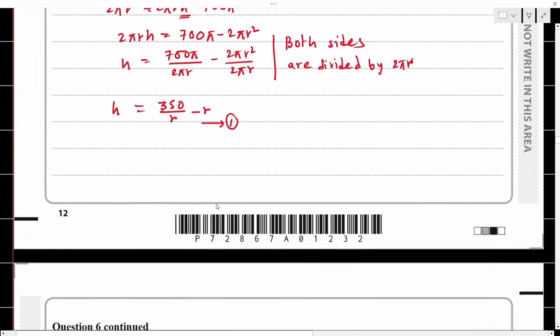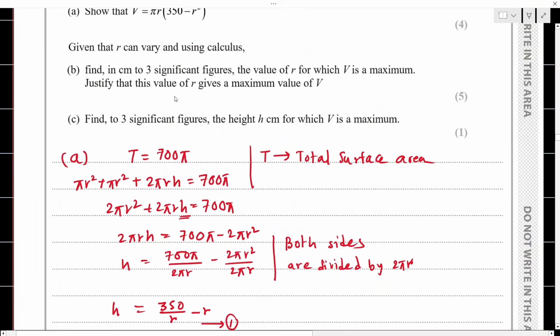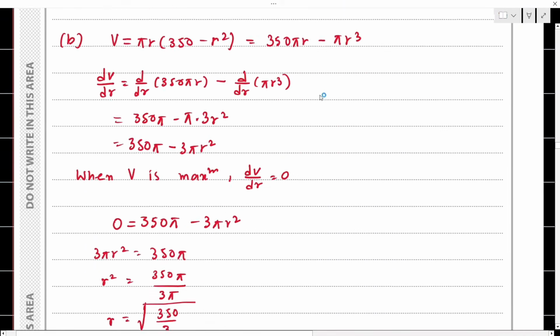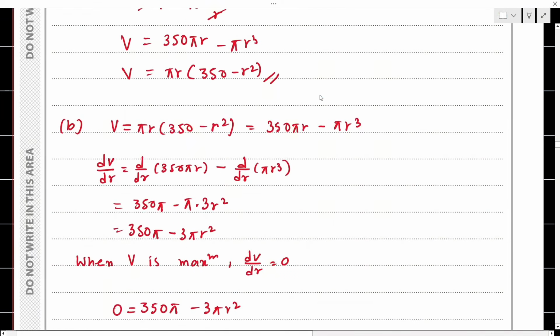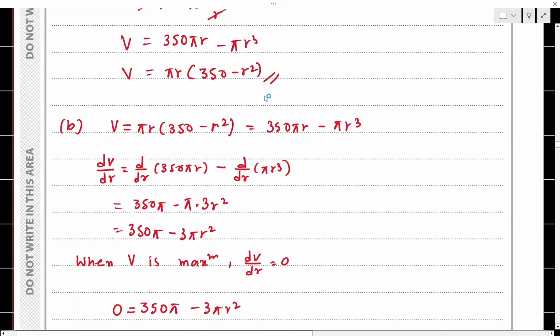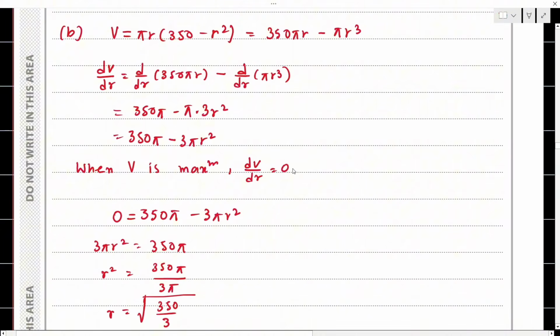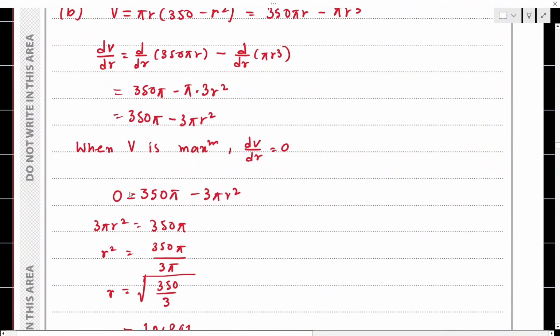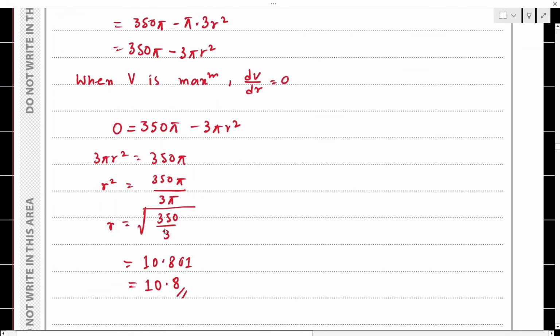Now, it is also said that we have to justify that this value of r gives a maximum value of v. We know that functions can have minimum points and maximum points. Both of these points will have a gradient of 0. Both the maximum point and the minimum point will have a dv by dr, or a dy by dx, of 0. So when we are finding out the value of r using dv by dr equals to 0, we are not sure whether or not this value gives us a maximum value or a minimum value.